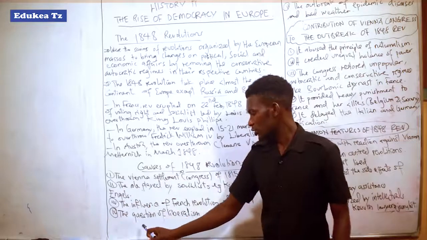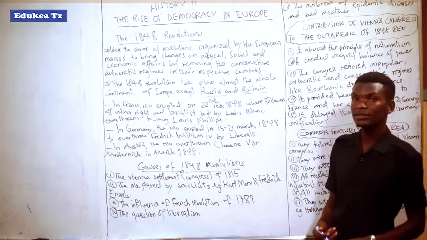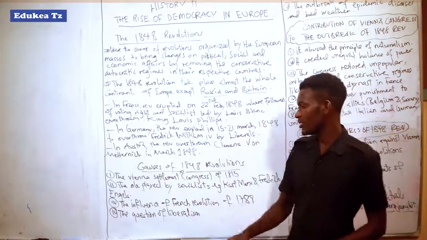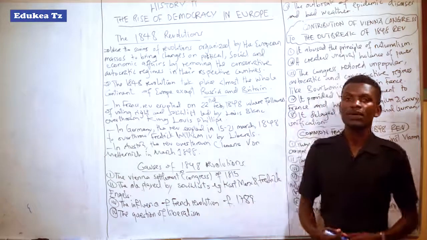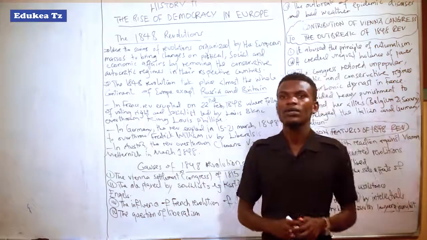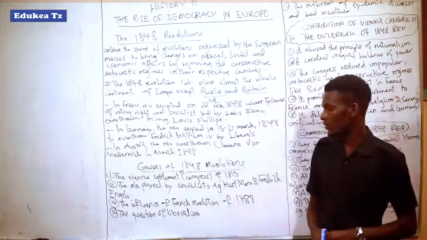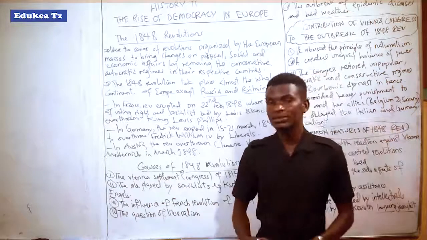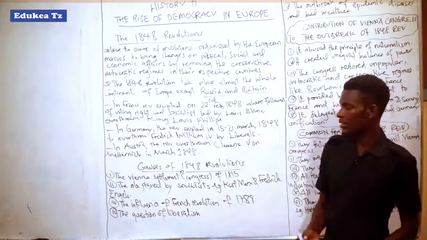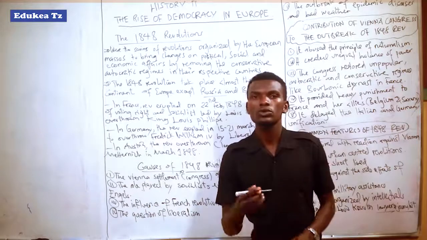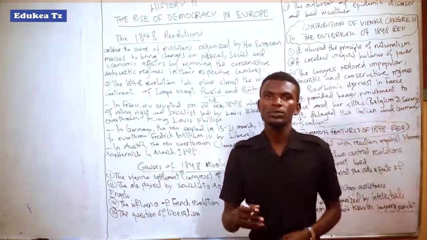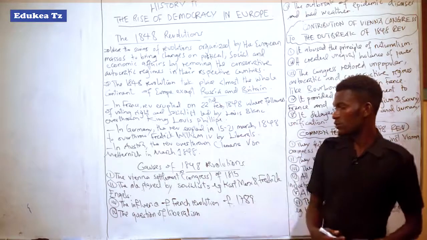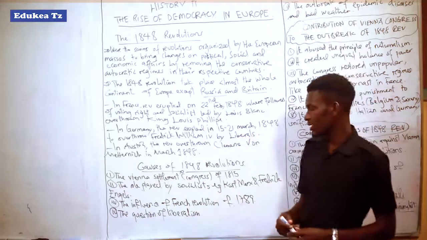Another cause was the question of liberalism. The majority of European countries demanded democratic and constitutional governments which would care for the citizens of European nations. So peasants and workers, as well as people who had good dreams for their nations, decided to wage revolutions to remove those autocratic leaders.